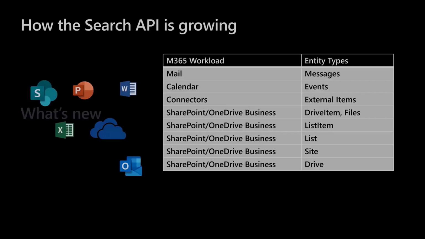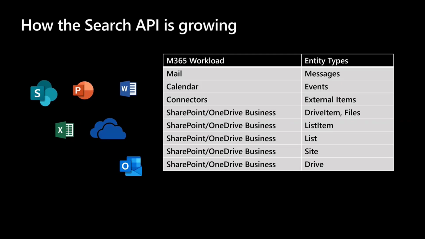So what's really new in this Microsoft Search API that we're going to talk about today? Well, as I mentioned, it is workload agnostic, and we're working on growing the API to support more workloads as well as more capabilities. Here I have a list of some of the workloads that we support right now. For example, I have access to Outlook. There are the messages entity type in Outlook, the events in Calendar, external items and connected content through connectors, as well as your classic OneDrive and SharePoint entity types, which are your file types that I've listed here.